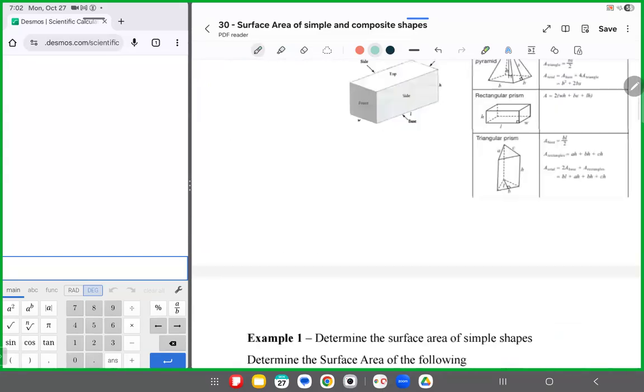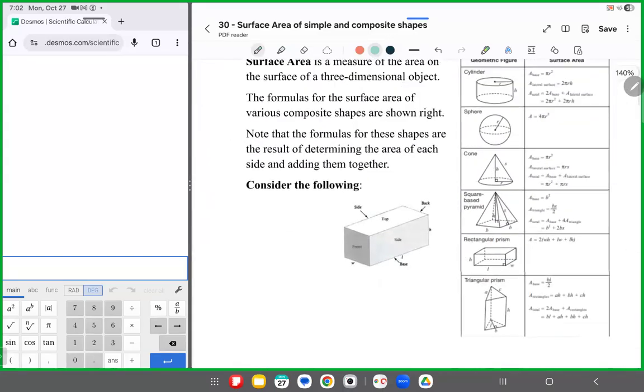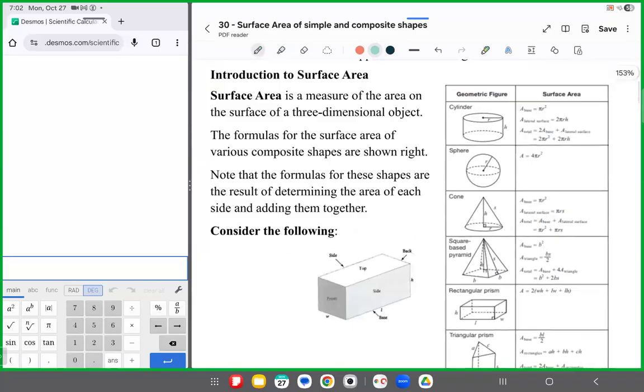And so, what is surface area? Well, surface area is a measure of the area on the surface of a three-dimensional object. And so the formulas for the surface area of various simple shapes are shown right. Note that the formulas for these shapes are the result of determining the area of each side and adding them together.